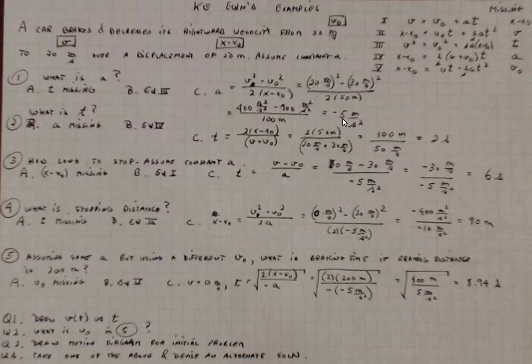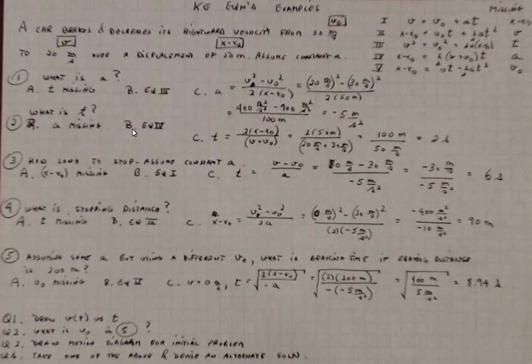And as a side note, it's really important to keep track of the signs when using these equations. If you don't, you'll go off the deep end. Number 2. What is t? In other words, what is the time required for this scenario to occur?